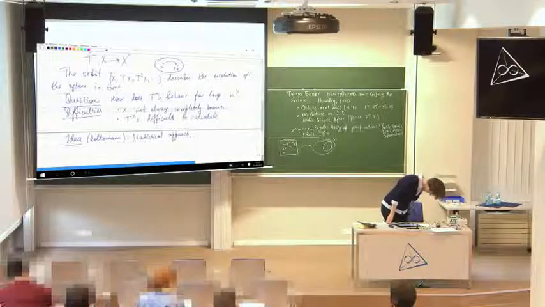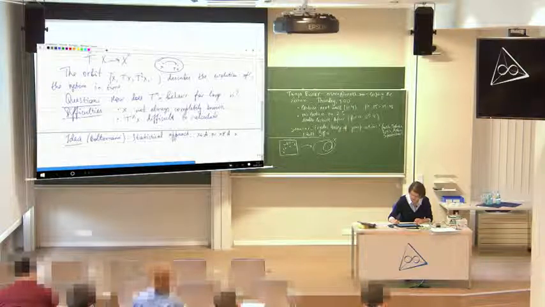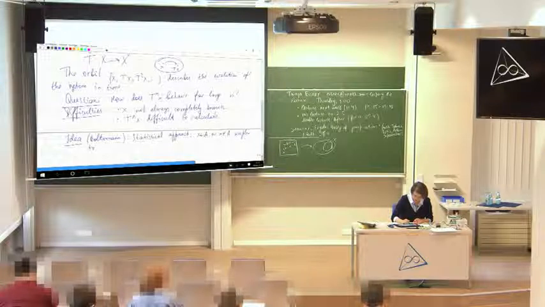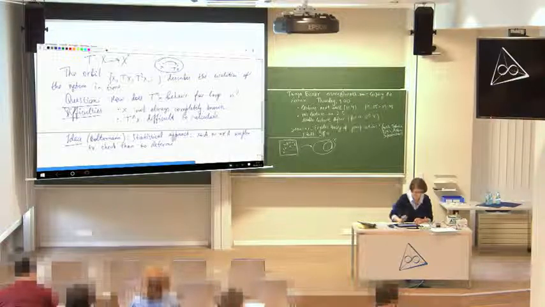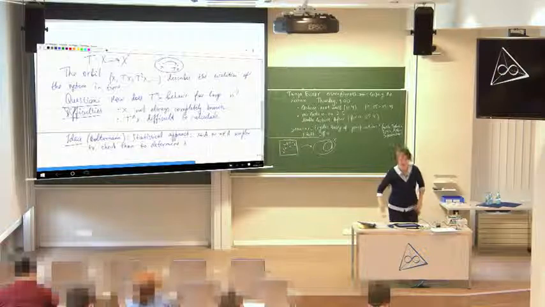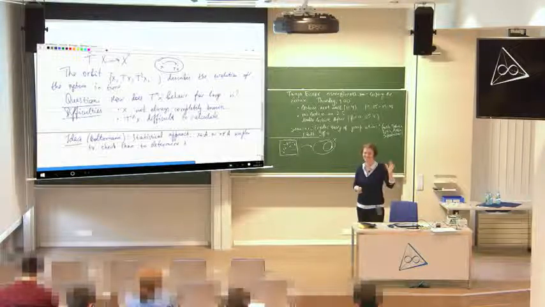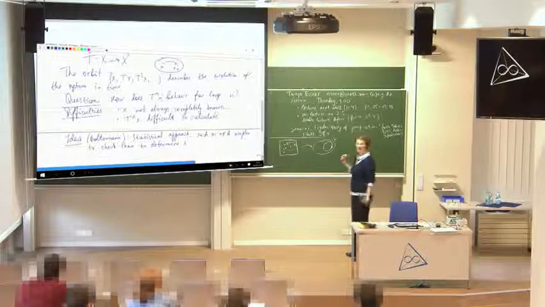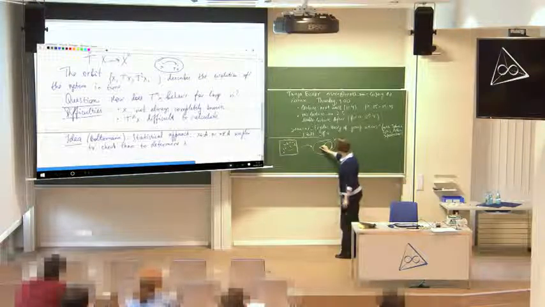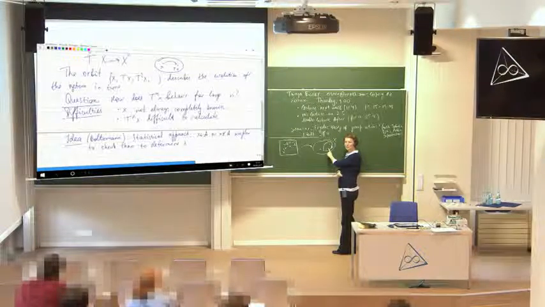Statistical approach, sorry. So x in A or x not in A is simpler to check, easier to check than to determine x. So his question was then, what can we say? What can we say about the time the orbit spends in A?